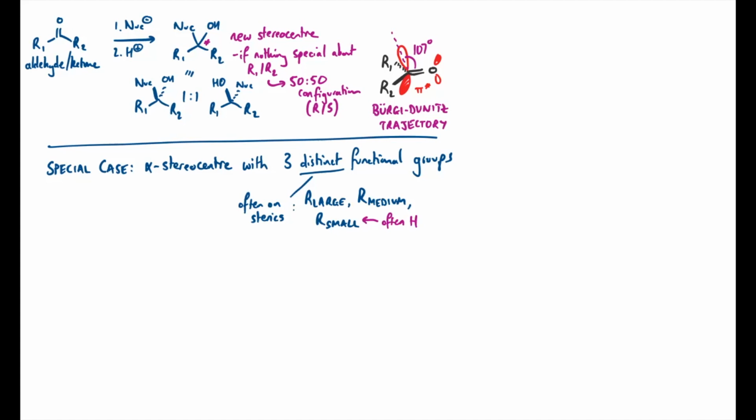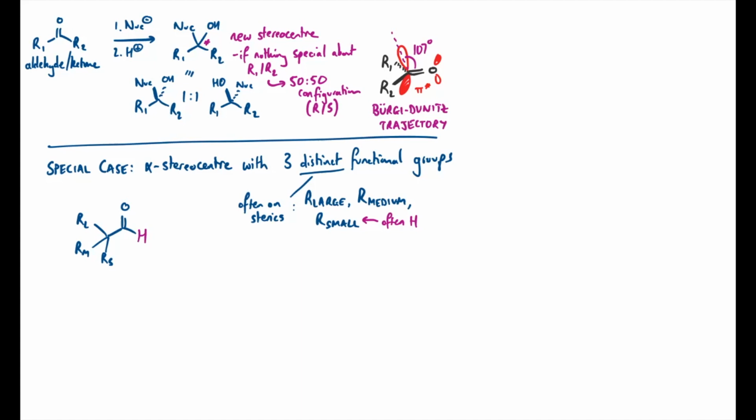Now, why is this important? Well, I'll just draw out what I mean by a compound that looks like this. I'm just going to change my R1 into having three groups, an R large, an R medium, and an R small, just with L, M, and S as subscripts. And just to help keep track of things, I'm just going to use an example of an aldehyde here, so that I don't have too many things called R. But this argument will work equally well for ketones too.